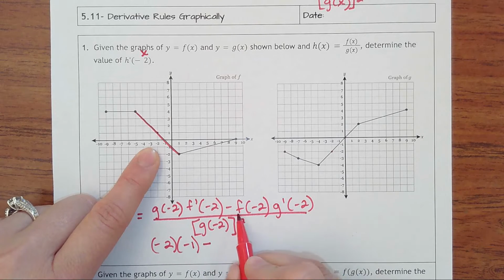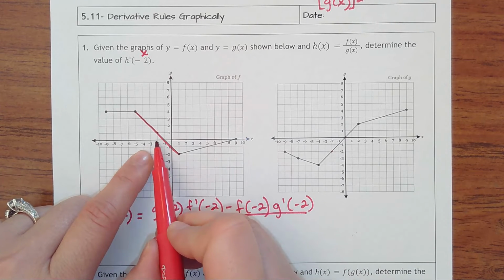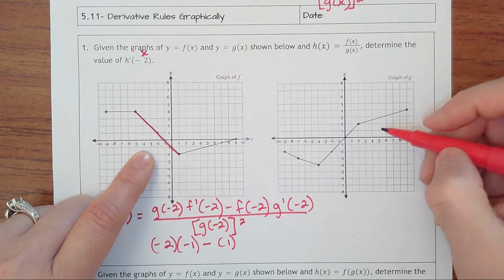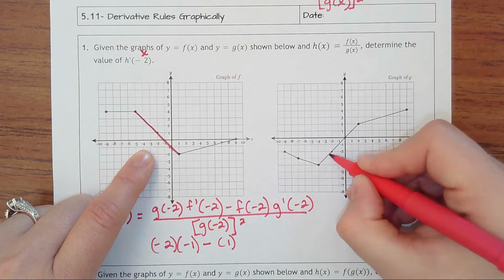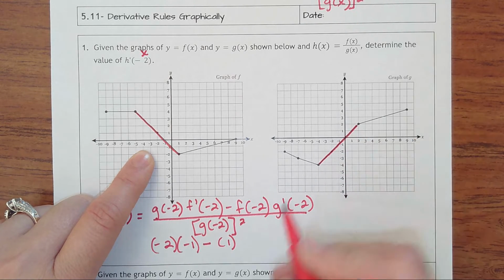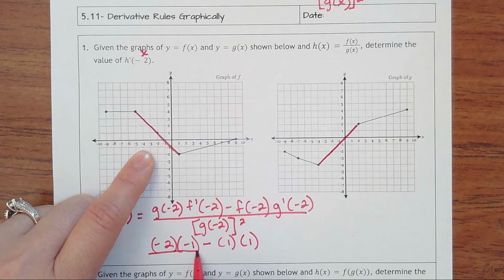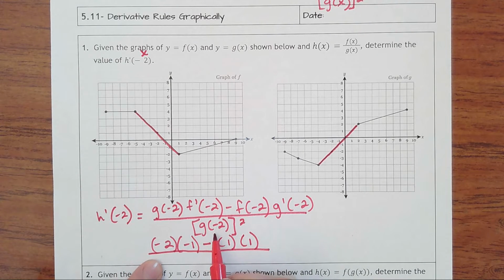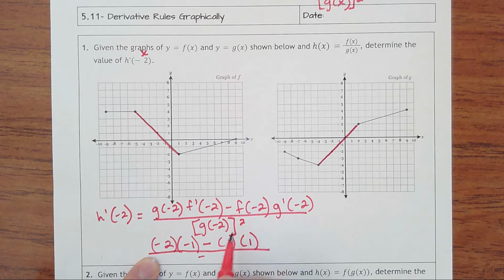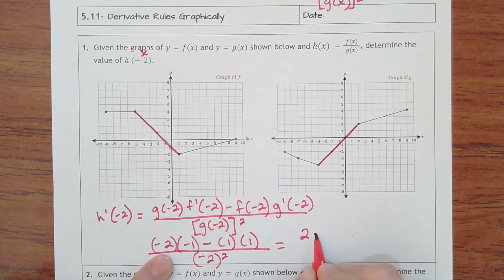Okay, minus f of -2 is an ordered pair. Has a y value of 1. G prime of -2 is the slope at -2, which is on this linear part, which is going up a box, right a box, up a box, right a box. So that slope is 1. All over g of -2 squared. We already found that at -2 our y value is -2. And so that's just simplifying. It'd be 2 minus 1 over 4. And which would be 1/4.